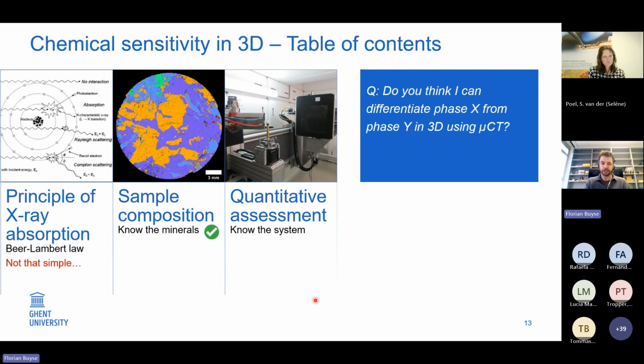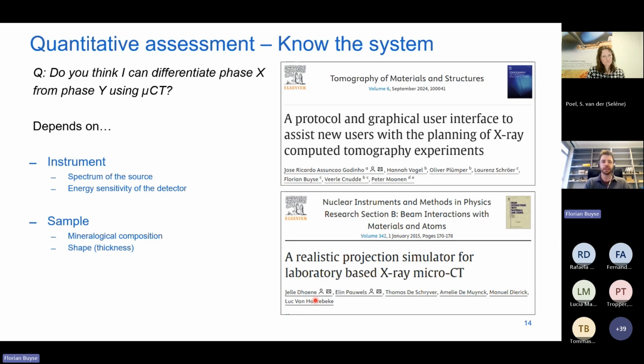So the question I often get: okay, do you think I can differentiate phase X from phase Y in 3D using micro-CT? Well, the answer is, do you know the system you're working with? It depends really on the instrument, as in what is the spectrum of the source, what is the energy sensitivity of the detector, and also your sample itself, the mineralogical composition, which is something we know, but also the shape and mostly the thickness of your sample, which influences how much of your initial intensity gets through your sample and influences your attenuation.